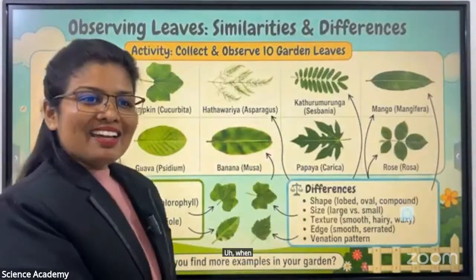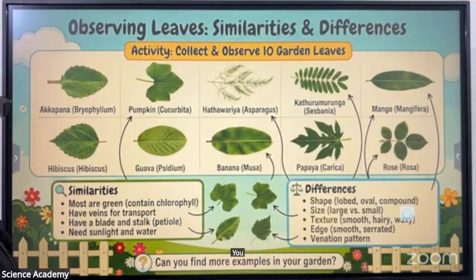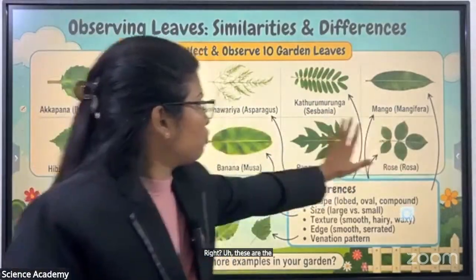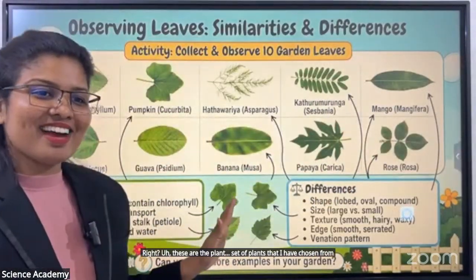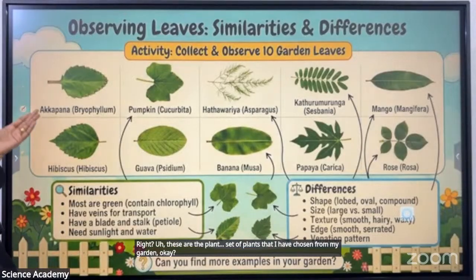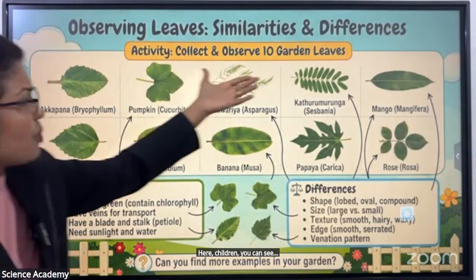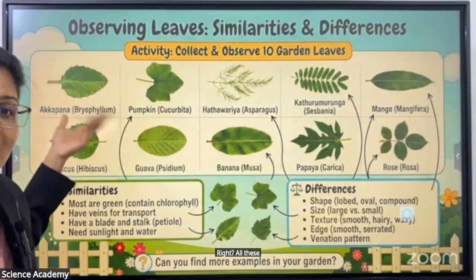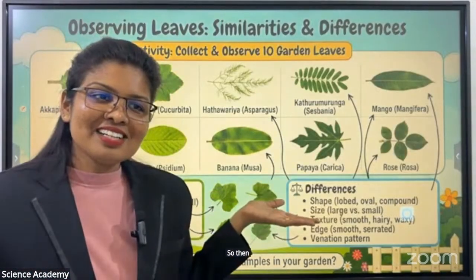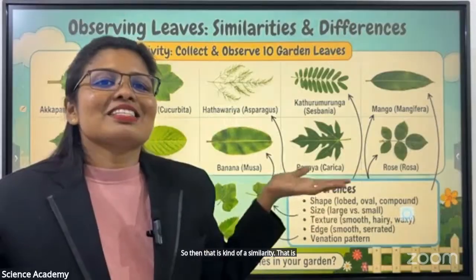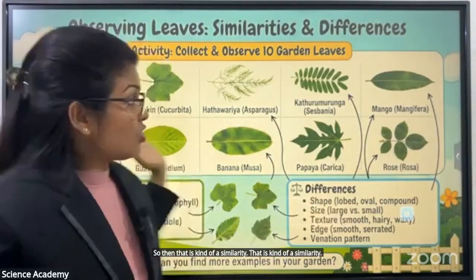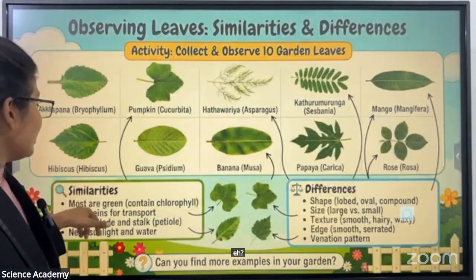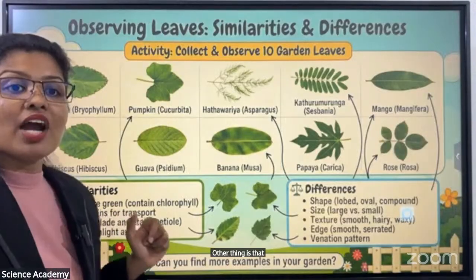When it comes to similarities, children, you can identify them. These are the set of plants that I have chosen from my garden. Here, children, you can see all these plants are in green color. So that is a kind of similarity. All these leaves are green, that is one similarity. Right. Another thing is that they have veins for transport.